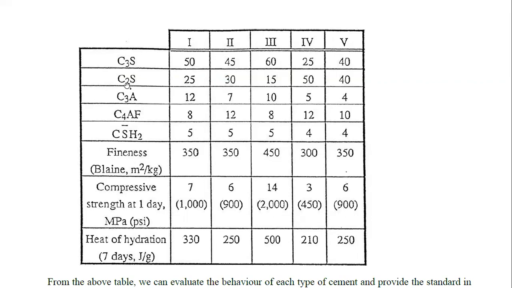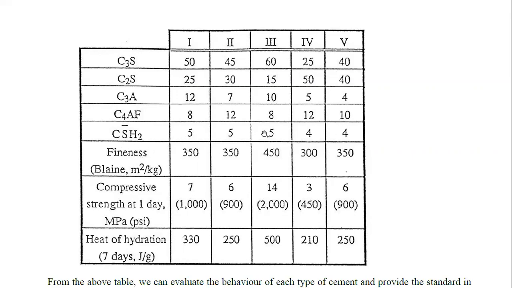For dicalcium silicate, type 1 is 25%, type 2 30%, type 3 15%, type 4 50%, and type 5 is 40%. Tricalcium aluminate is 12% in type 1, 7% in type 2, 10% in type 3, 5% in type 4, and 4% in type 5. Tetracalcium aluminoferrite is 8% for type 1, 12% for type 2, 8% for type 3, 12% for type 4, and 10% for type 5.